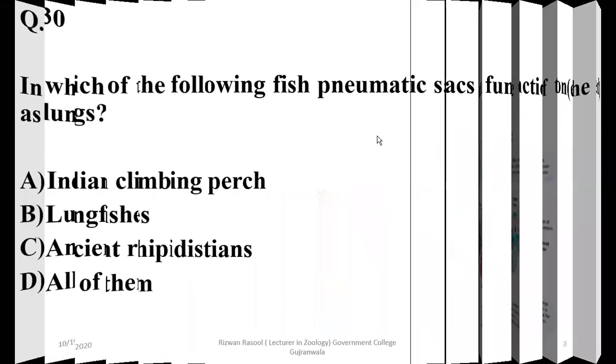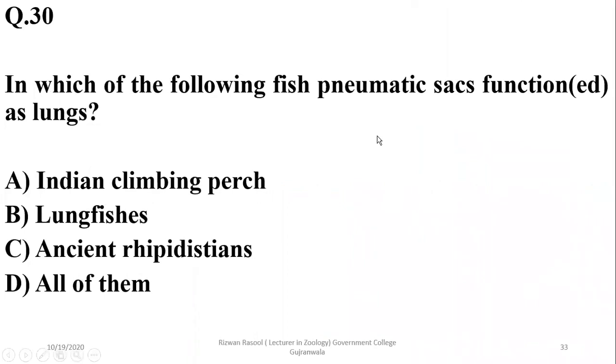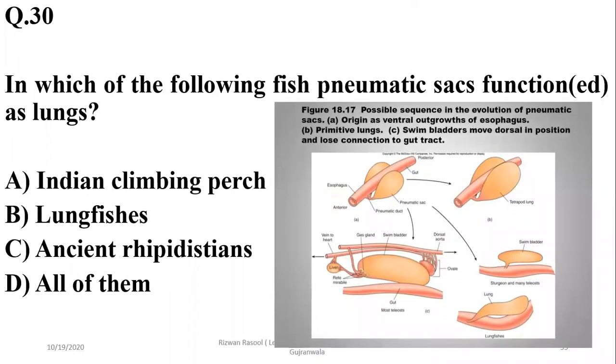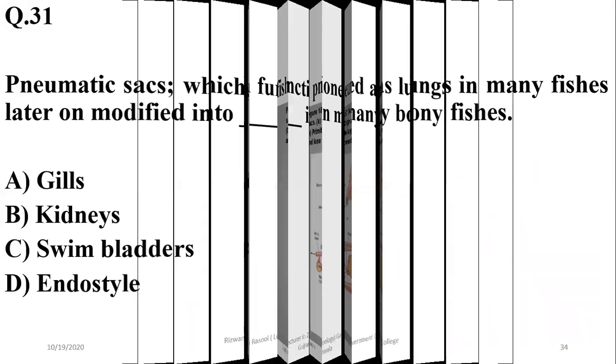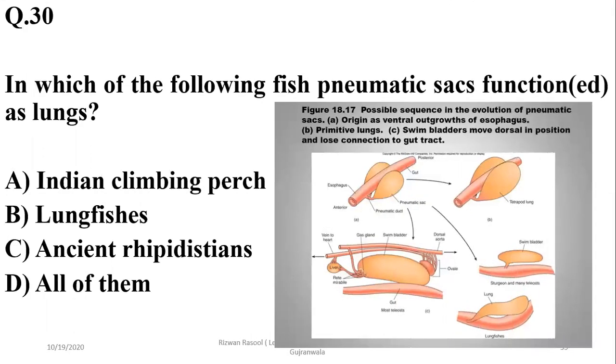Number 30, in which of the following fish do pneumatic sacs function or functioned as lungs? There were lungfishes as well as Indian climbing perch and ancient rhipidistians. In all of these fishes, pneumatic sacs functioned as lungs. So the right option over here is delta.